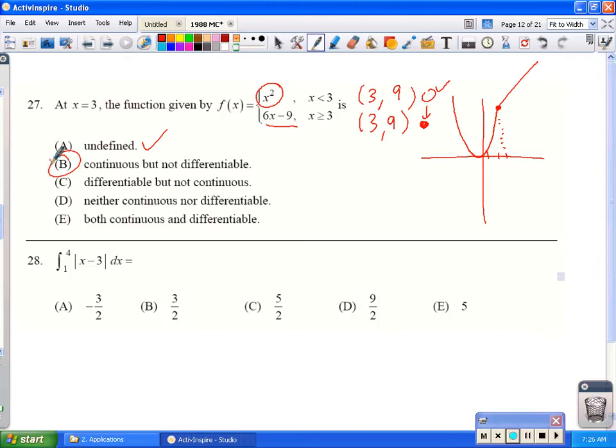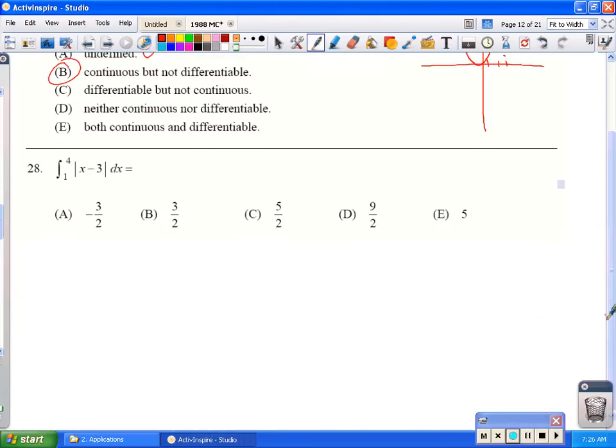28, we're finding the antiderivative of an absolute value function. This is a good review. When you're doing absolute value, you want to do it by a graph and you want to collect area. The first thing you need to do is to figure out the vertex of the absolute value. So you set the inside equal to 0 and you get x equal to 3. So 1, 2, 3, that's the vertex of the absolute value.